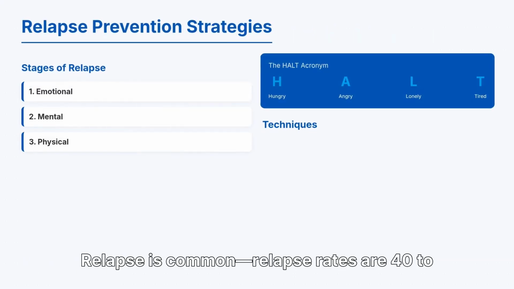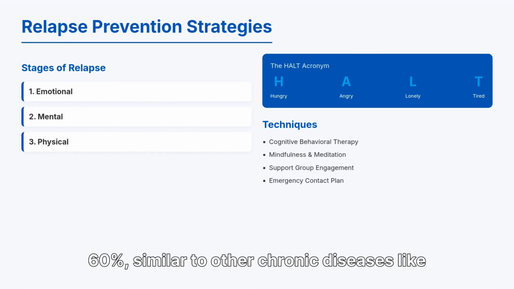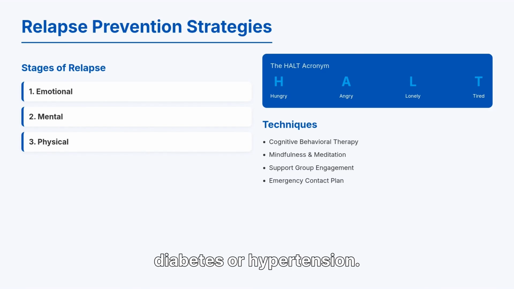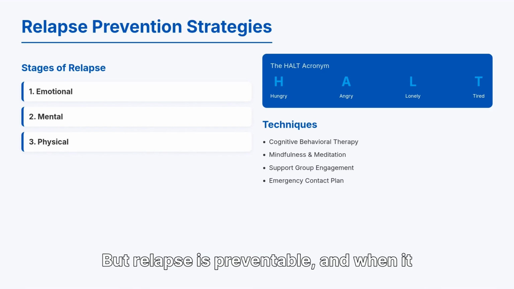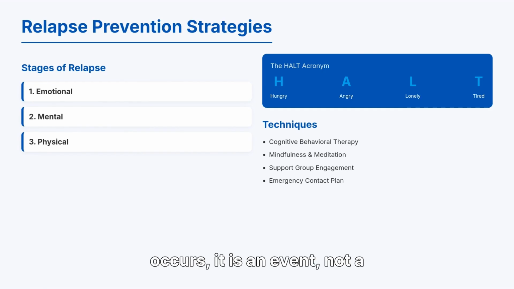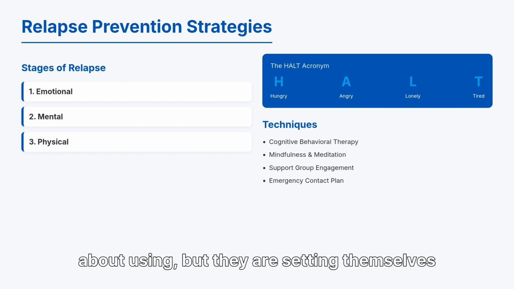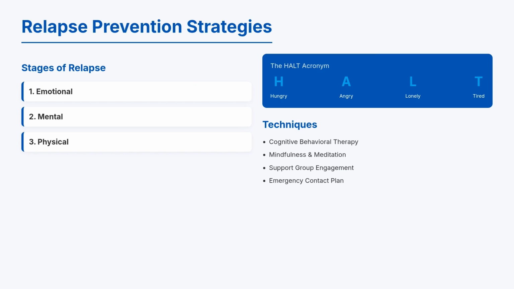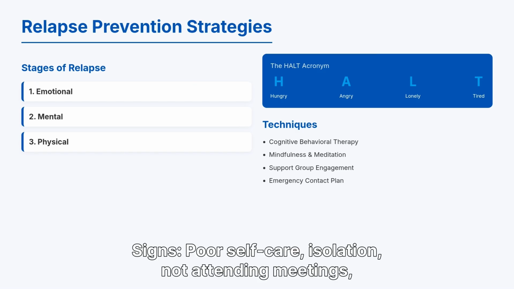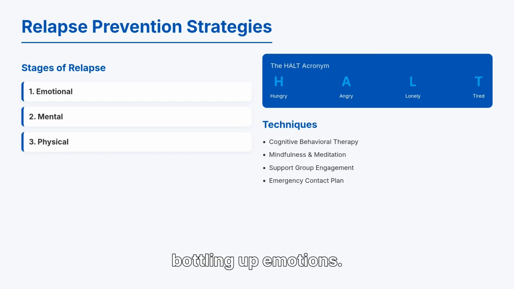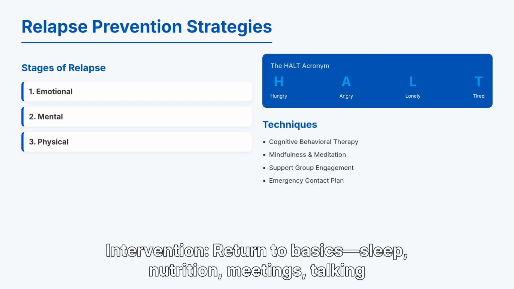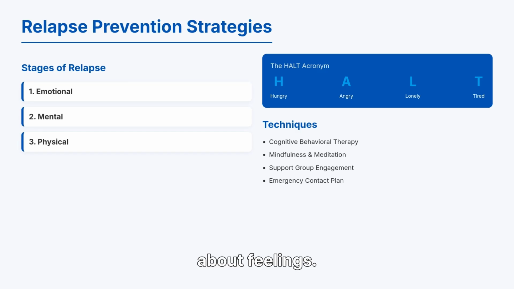Relapse is common. Relapse rates are 40 to 60%, similar to other chronic diseases like diabetes or hypertension. But relapse is preventable, and when it occurs, it is an event, not a failure. The 3 stages of relapse. 1. Emotional relapse. The person is not thinking about using, but they are setting themselves up for relapse. Signs: poor self-care, isolation, not attending meetings, bottling up emotions.